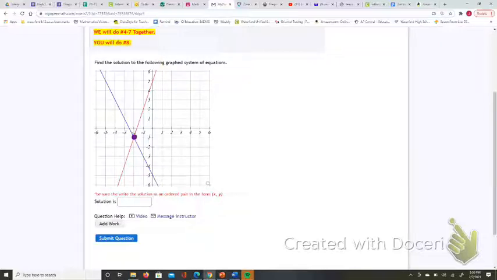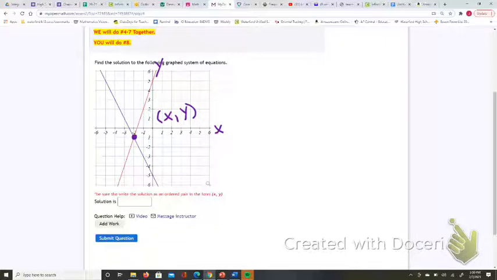So I need to do parentheses. And remember that when you write a point, it's always the x and then the y. So this right here, that's the x-axis. And then this one right here, that's the y-axis. So if I look at where my dot is, do you notice that my dot is at -2 on the x, and it's at -1 on the y?